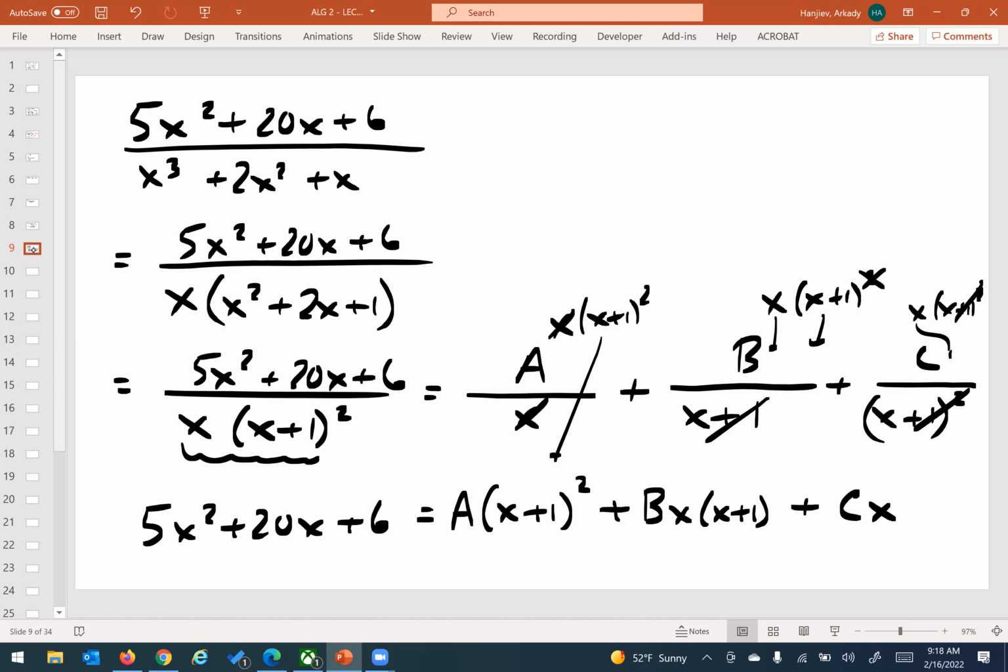Now we put in a number to make one of the variables 0. Yeah, we can do that easily. Let's try 0. So with 0, it would be 6 equals A times x plus 1 plus Bx times x plus B. Wait, if it's 0, then that would just be 6 equals 0.